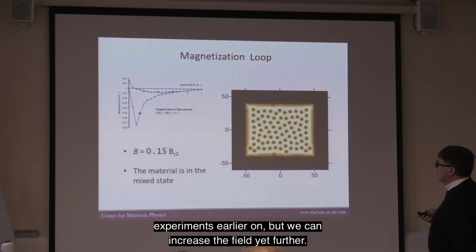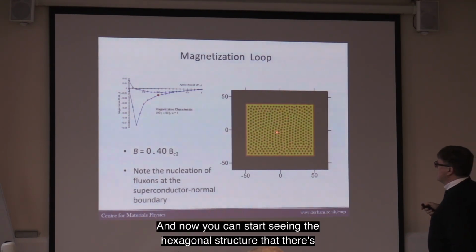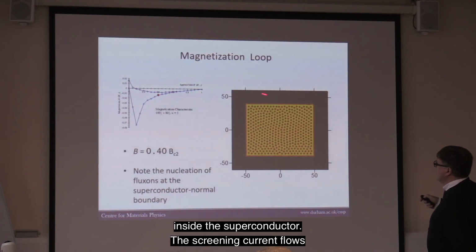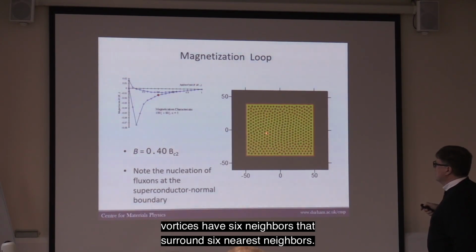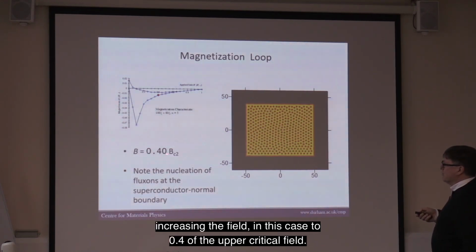And we can increase the field yet further. So now we've increased the field up to here, and now you can start seeing the hexagonal structure. There are so many of these fluxons now that you can see they form inside the superconductor. The screening current flows around the outside, and most of the vortices have 6 nearest neighbours surrounding them, in the hexagonal or triangular structure. That's increasing the field in this case to 0.4 of the upper critical field.